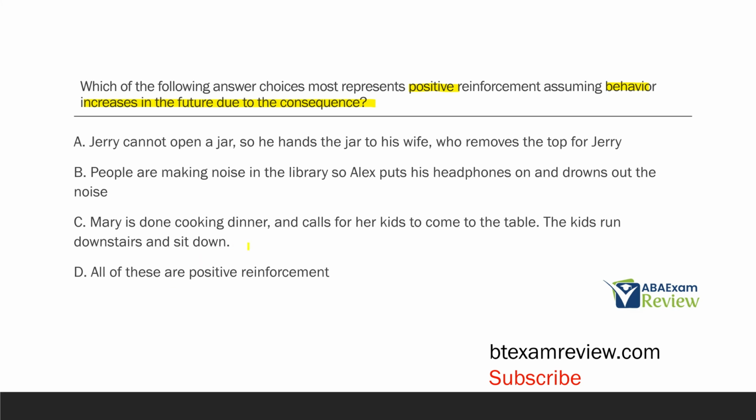And then C, Mary is done cooking dinner and calls for her kids to come to the table. The kids run downstairs and sit down. Antecedent, Mary cooks dinner. Response, calls kids to come to table. Consequence, kids come to table. This looks like positive reinforcement. C is likely our best answer. It isn't D because A and B look like negative reinforcement. So if we were to pick one, it would most likely be C. Mary is done cooking dinner and calls for her kids to come to the table. The kids run downstairs, sit down.